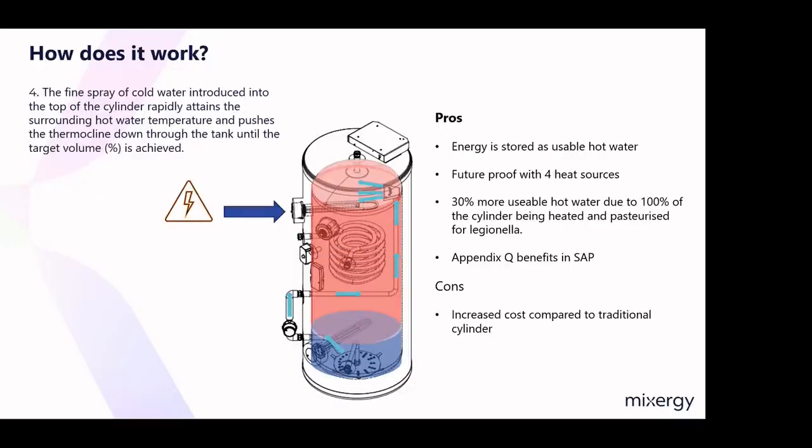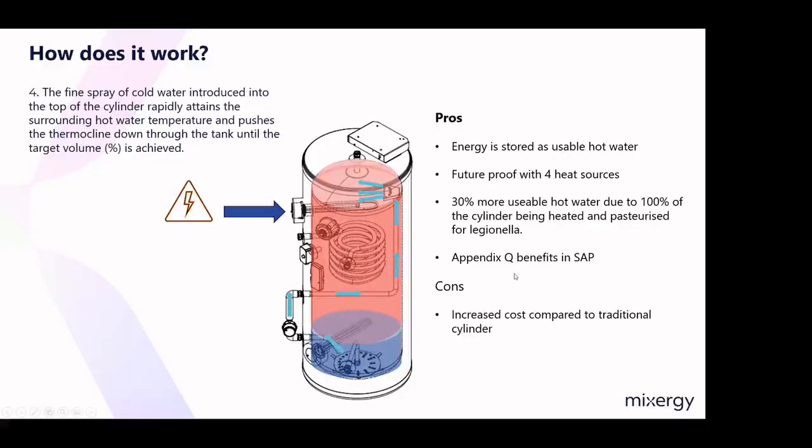So let's talk a little bit about the pros and cons. Energy is stored as usable hot water. It's future-proof as it can take 4 heat sources along its lifetime, and we get 30% more usable hot water due to 100% of the cylinder being heated and pasteurised. Where we talked a couple of slides back that 30% of the tank isn't actually heated or usable water, because you're able to stratify the tank and control that thermocline disc, we can actually push it to the very bottom.